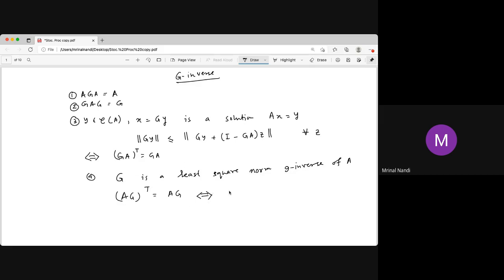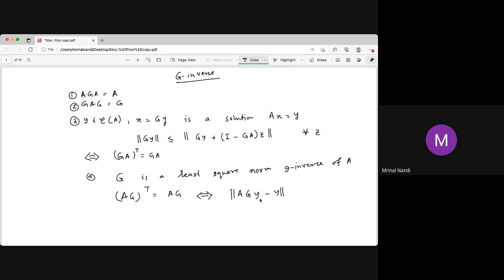For all x and y, the norm of AGy minus y is the quantity of interest. Remember that for the minimum norm, y must belong to the column space. But here we may take any y, of suitable order. That means Gy may not be a solution. If Gy is not a solution, then AGy is not y. If Gy is a solution, then AGy is y, so y minus y is 0.